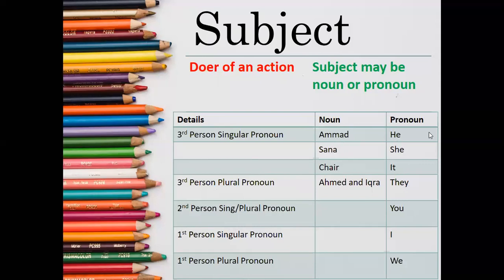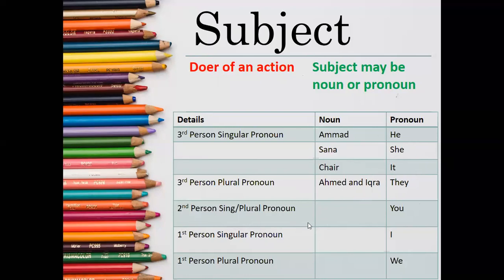Ahmad is the noun, and its pronoun is he. Sana is the noun, its pronoun is she. Chair is the noun, and its pronoun is it. Ahmad and Ikra, they are plural. Instead of he, she, we will use they. These are the third person pronouns we have discussed.